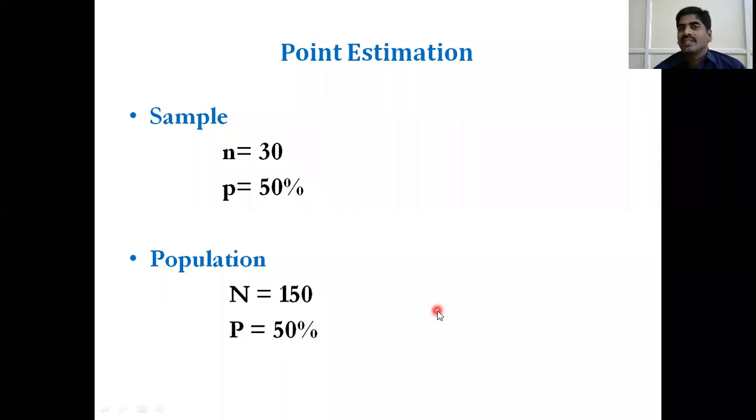Whatever results you get in the sample, you can generalize those results to the population, that is called point estimation. Clear? So in the population, the prevalence of refractive errors is equal to 50%. But I will explain what is the disadvantage of point estimation and how to overcome that. I will explain in the next slide.